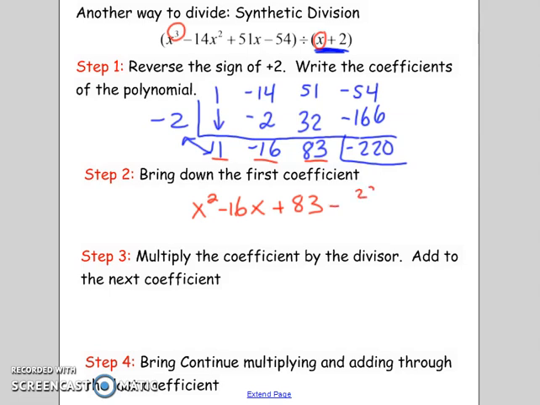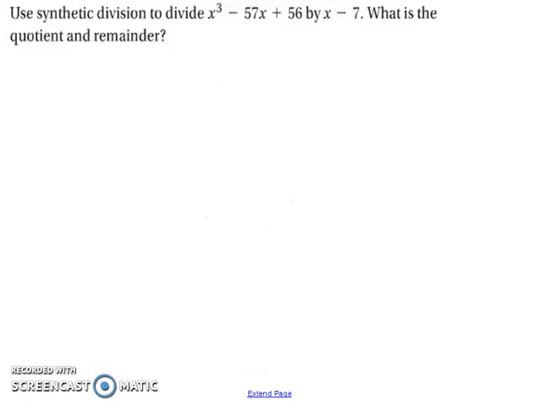So we're going to say minus 220 over x plus 2. So this would be our answer for this. It takes some getting used to. It's a lot faster than long division. So let's try another example.